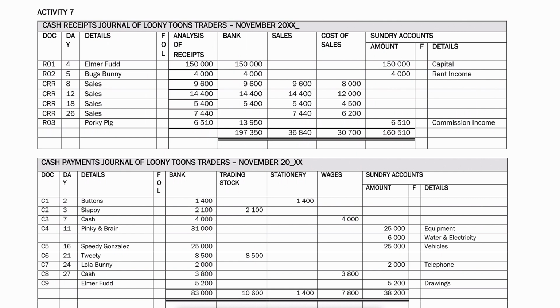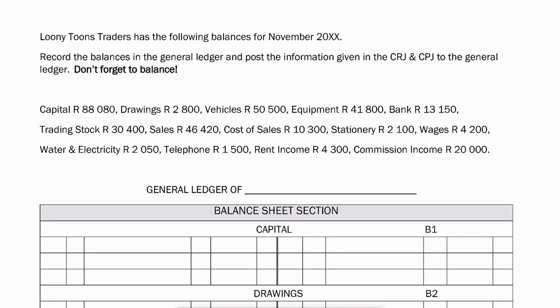And we have a CRJ of Looney Tune Traders as well as a CPJ of Looney Tune Traders. So Looney Tunes Traders has the following balances for November. Record the balances in the general ledger and post the information given in the CRJ and CPJ to the general ledger. Do not forget to balance the accounts.